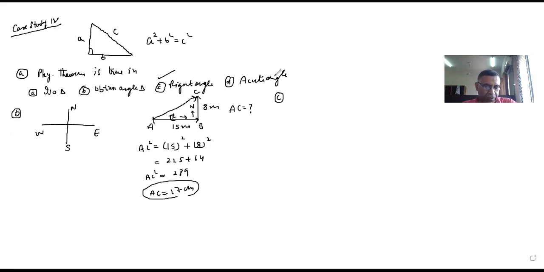Two poles of height 9 and 14 meters. There is one pole of height 9, and there is one pole of height 14. They are standing 12 meters apart. The distance between the tops, I want to find out this BC. This BC I want to get.